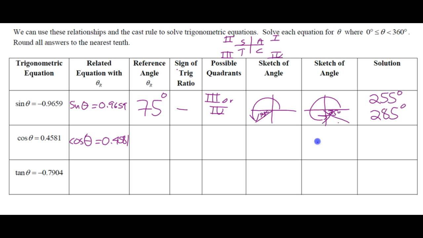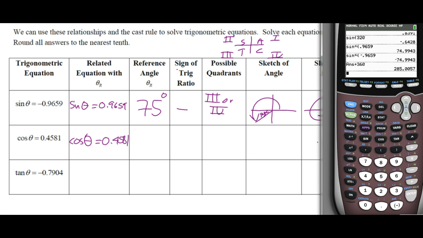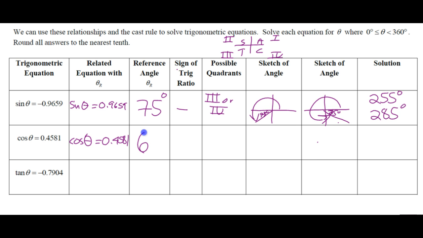What's the reference angle? Okay, so we want to do an inverse sine, inverse cos, or inverse tan of a positive angle, which is going to give us a reference angle, or a first quadrant angle. So we're doing second cos inverse of 0.4581. And we're going to round that. We'll just go to the nearest degree, right? So we'll call it 63 degrees. Okay, so the reference angle is 63 degrees.